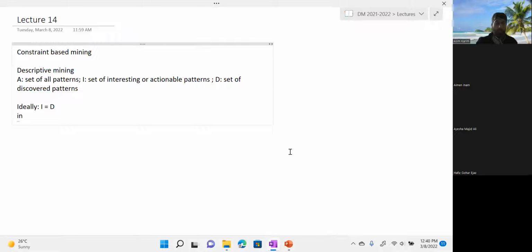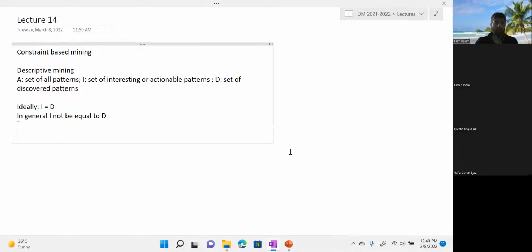So in general, basically, I would not be equal to D. So either there will be an intersection, and that intersection may not include the whole of I, and it might include other things from the set of all patterns A. Okay?